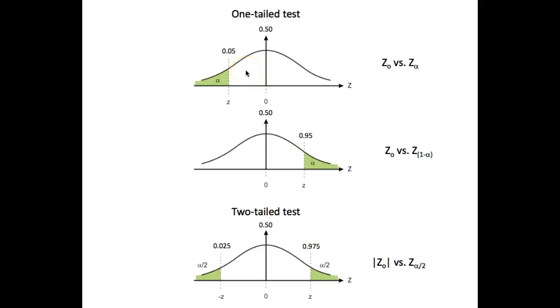So for example, if you are concerned that a value is less than some value and you're over here instead, well, you don't really care if you're over here. You're only comparing one side.